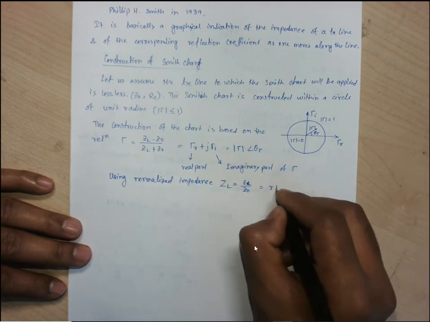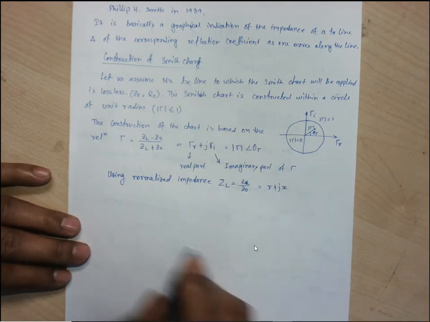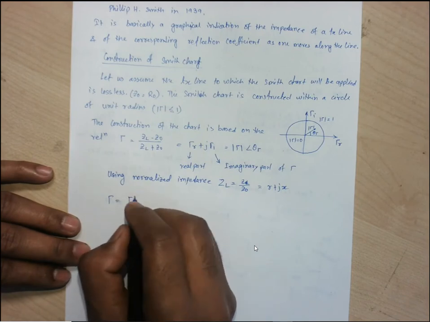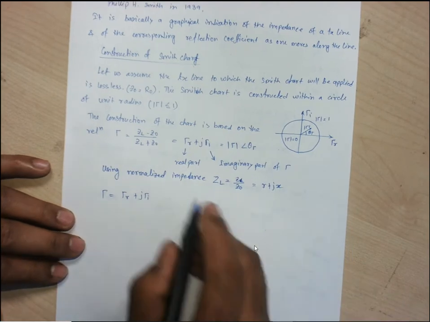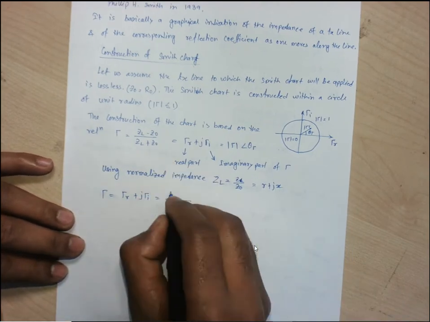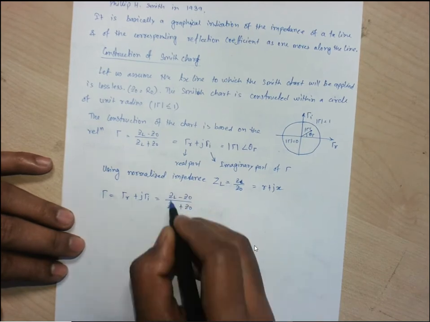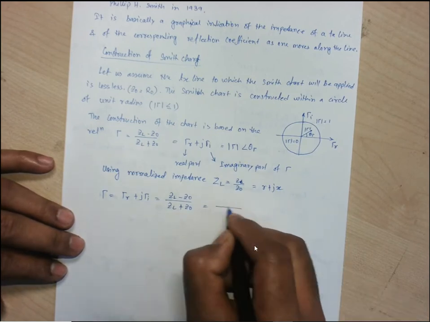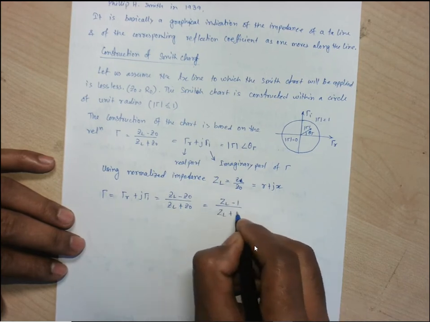It may have some resistance and some reactance. As we wrote, the reflection coefficient should have certain real and imaginary values, which is ZL minus Z naught by ZL plus Z naught. If we divide the numerator and denominator by Z naught, we get the normalized value, and that becomes ZL minus 1 by ZL plus 1.